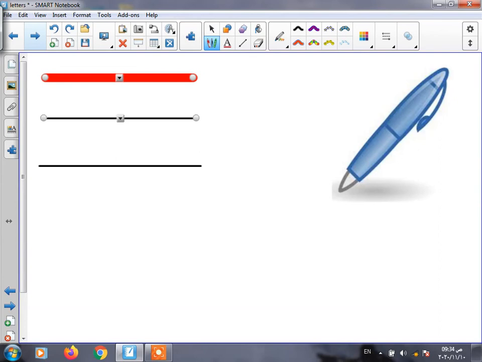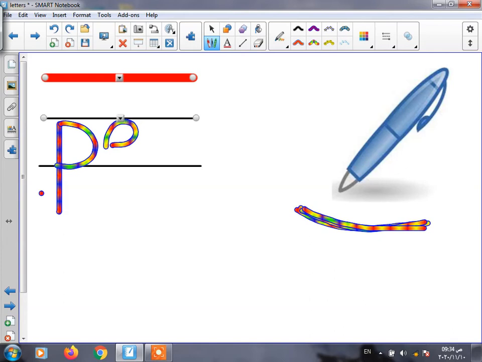Here, KG2, what is it? It's a pen. How can I write the word pen, KG2? P, E, N. Pen.